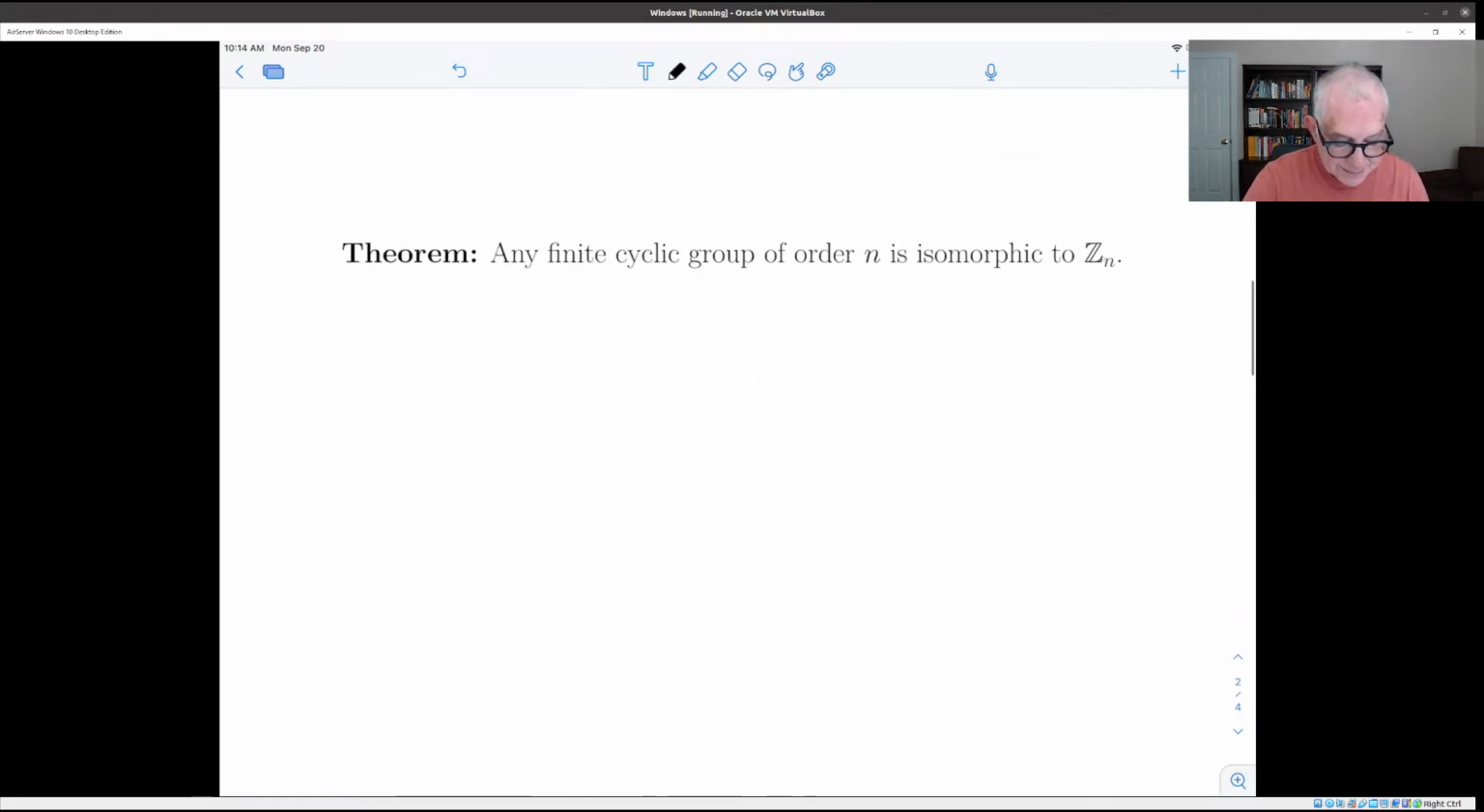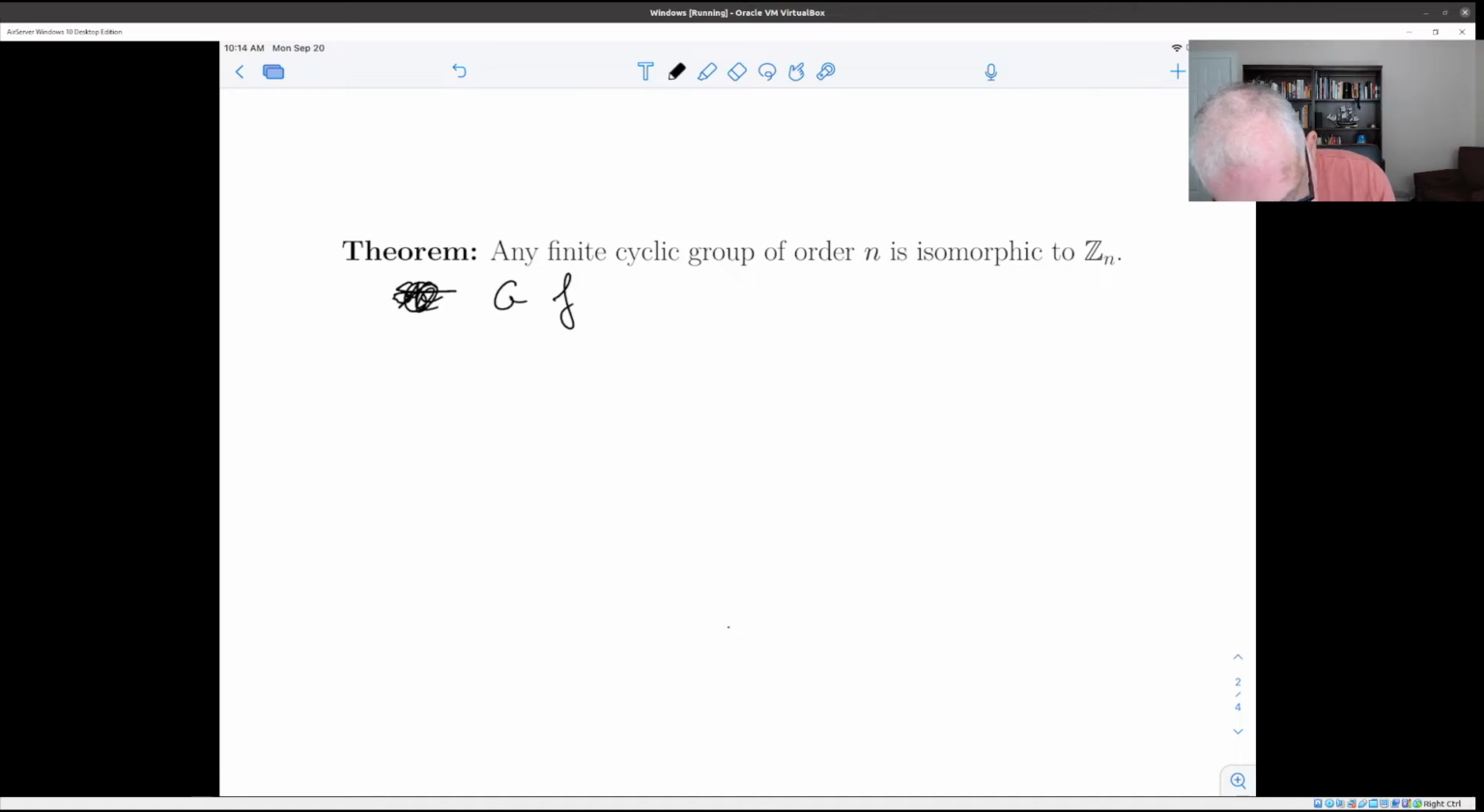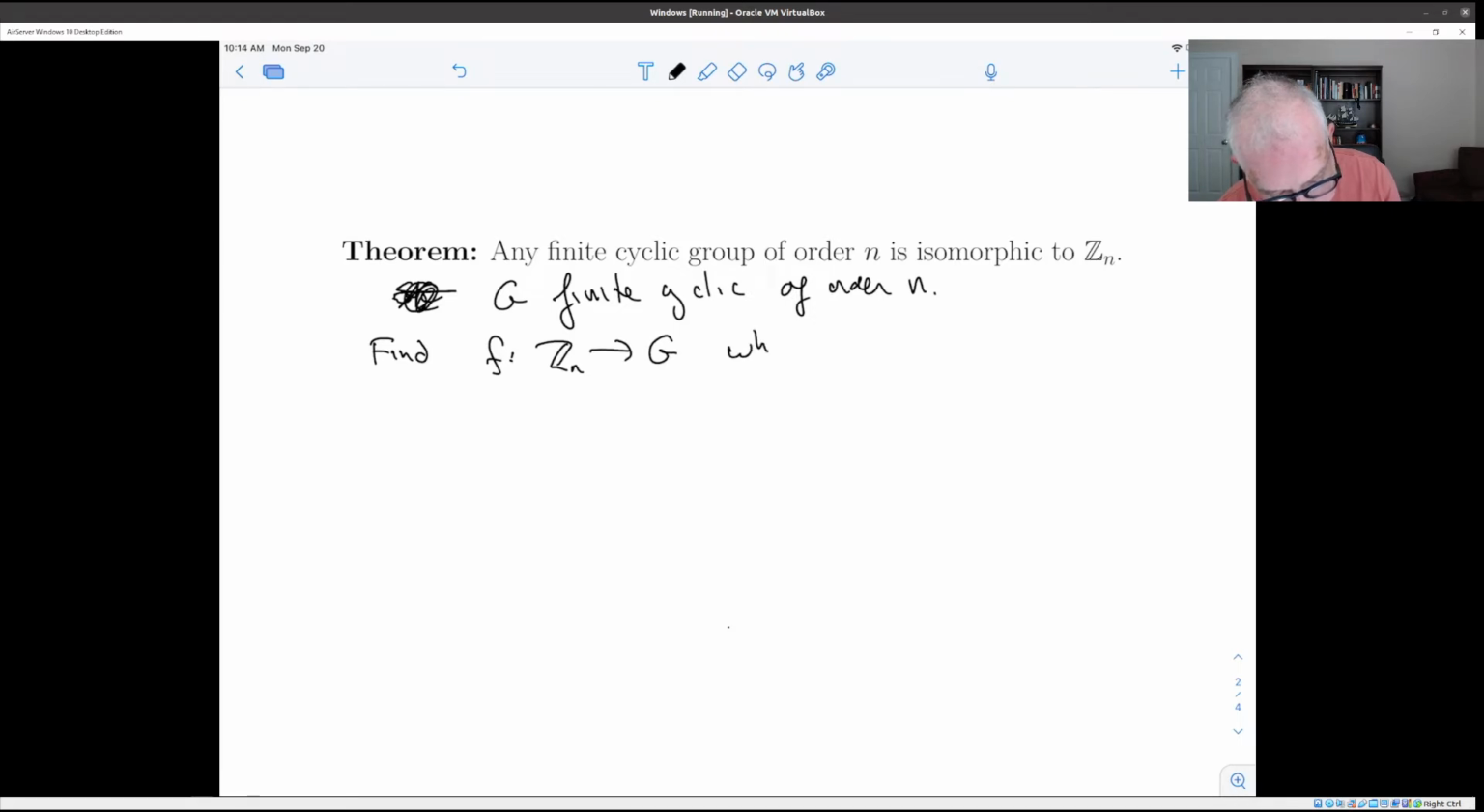Now we have a result about finite cyclic groups. If an infinite cyclic group is automatically isomorphic to Z, a finite cyclic group of order n is automatically isomorphic to Zn. And as we're going to see, the proof is quite similar. It's a little bit trickier, but let's suppose that G is finite cyclic of order n. And we need to find a function from Z mod n to G, which is an isomorphism.